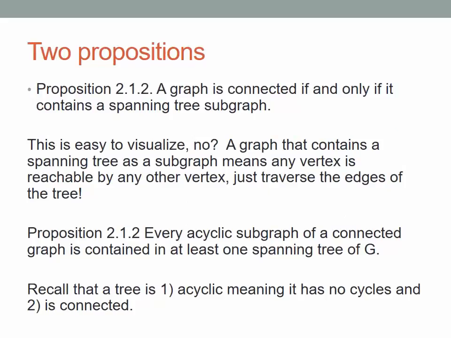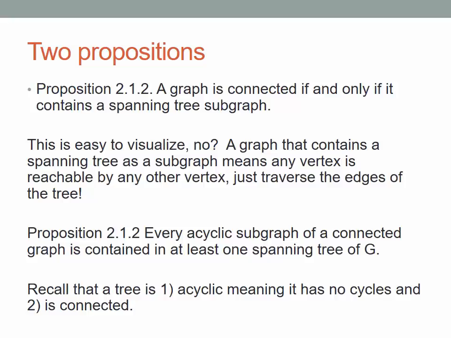So now let's look at proposition 2.1.1. A graph is connected if and only if it contains a spanning tree subgraph. So this is fairly easy to visualize. If it contains a spanning tree subgraph, that means it has a spanning tree, in other words, a tree that contains every vertex in the graph. So you can reach any vertex, or travel from any vertex to any other vertex along the edges of the tree. So the graph must be connected.